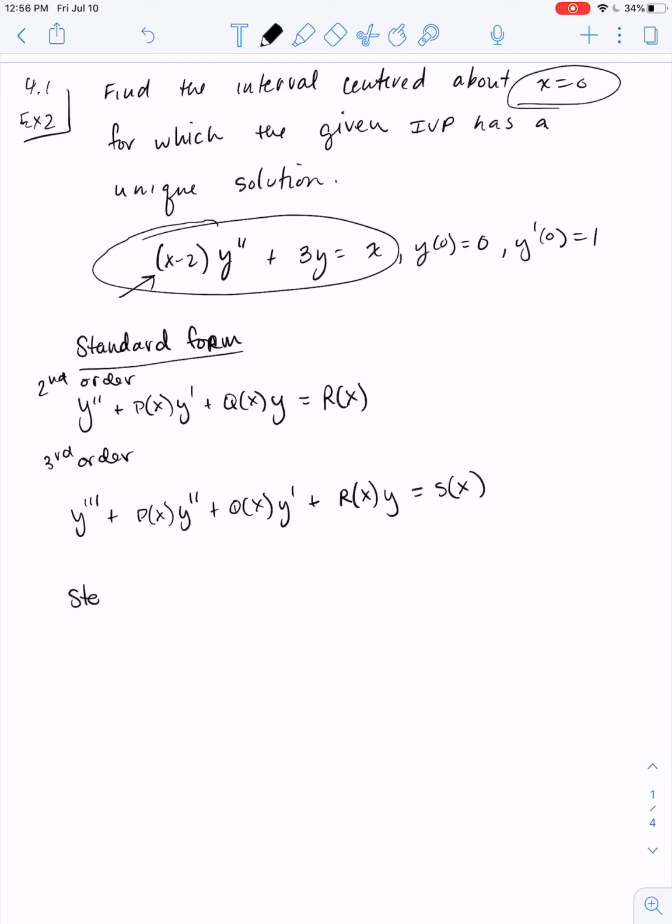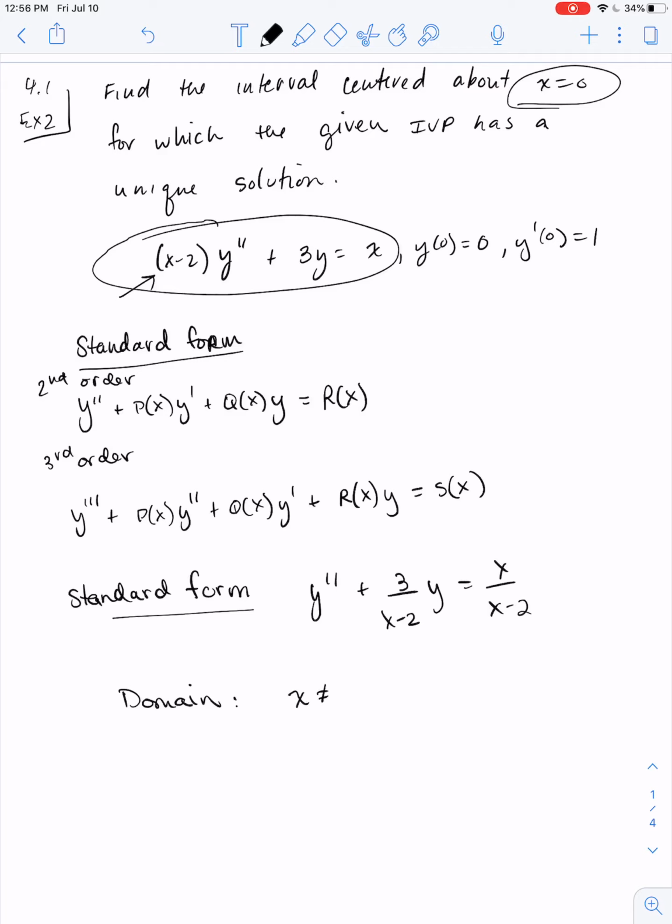So standard form for our problem would be y double prime plus 3 over x minus 2, y equals x over x minus 2. Then what I always do in these is, what is my domain? Well, my domain is for all x except, right, we don't want it to be 2.